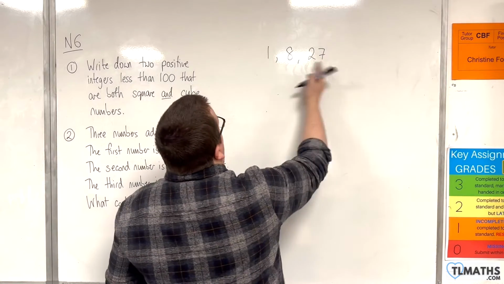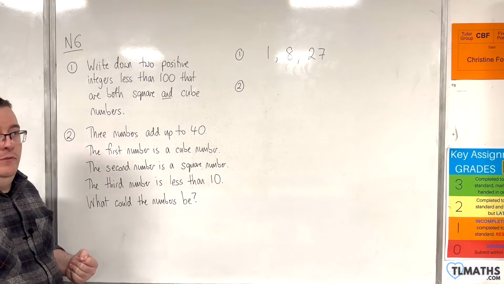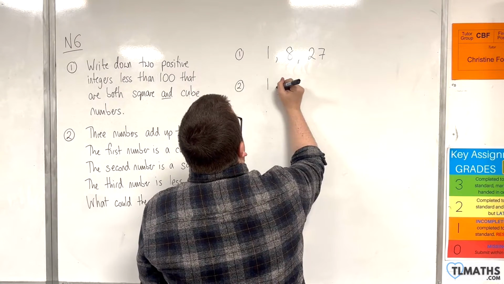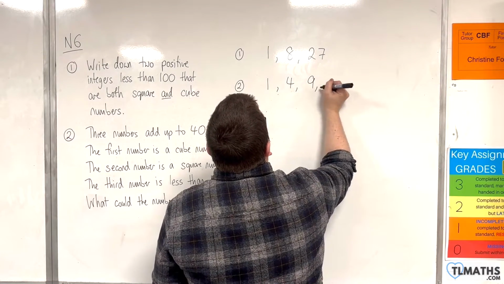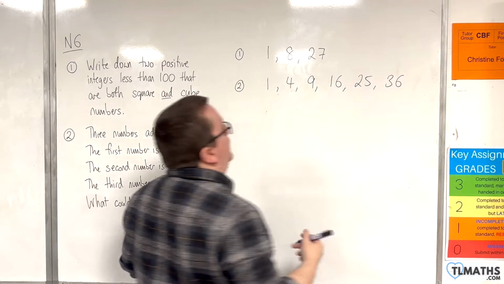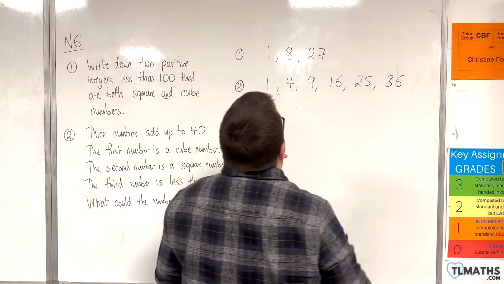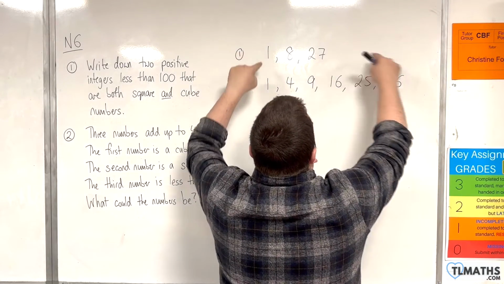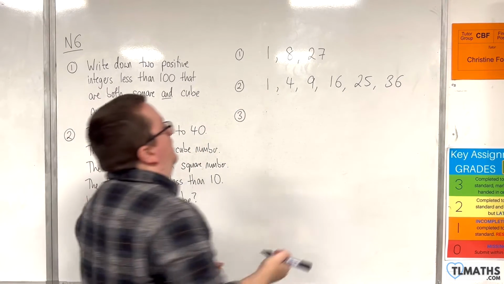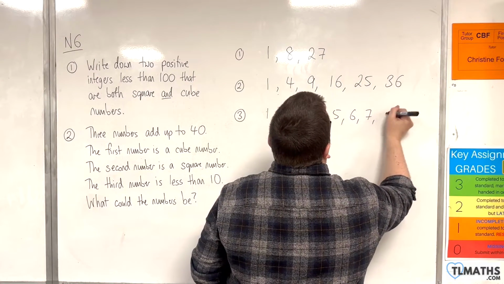So we can pick one of those. Then we have square numbers. Now again, we can't go higher than 40, so our square numbers would go 1 squared, 2 squared, 3 squared, 4 squared, 5 squared, 6 squared. 7 squared is 49, so that's beyond what we need. So I can pick from that, plus 1 from this, plus a number that is less than 10. So 1, 2, 3, 4, 5, 6, 7, 8, 9.